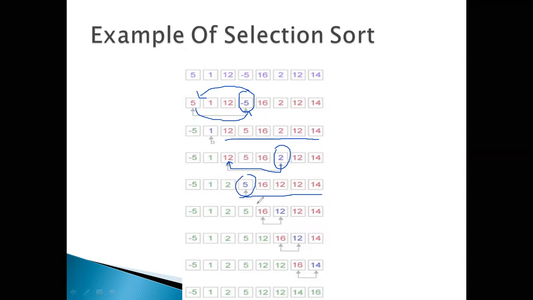So we don't swap. Again, among the remaining elements 16, 12, 12, 14, we find that 12 is the smallest element. So we swap it with 16. Finally, in this 16, 12 and 14, we find that this 12 is the smallest element and we swap it with 16. And last, in this 16 and 14, we find that 14 is the smallest element and we put it before 16 and the array is sorted. So the final sorted array is minus 5, 1, 2, 5, 12, 12, 14, 16.